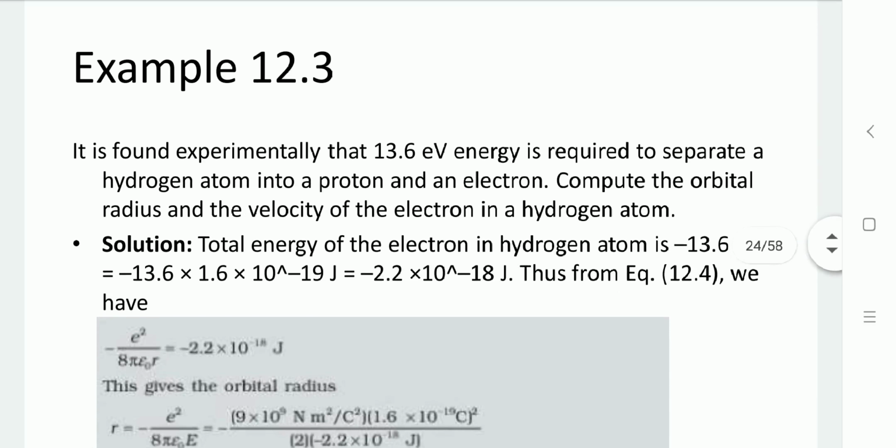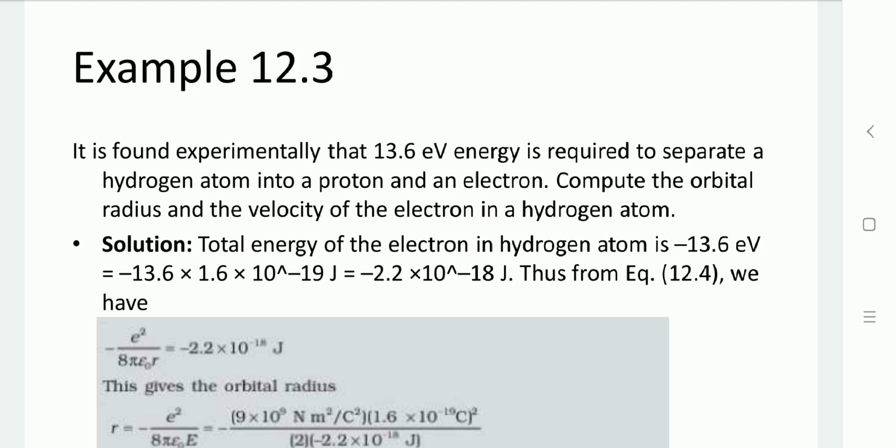Let us go through an example regarding the same. It is found experimentally that 13.6 electron volt energy is required to separate a hydrogen atom into a proton and an electron. Compute the orbital radius and the velocity of the electron in a hydrogen atom. So here the hydrogen total energy is given as minus 13.6 electron volt. Convert into joule by multiplying by 1.6 into 10 raised to minus 19 joule. So the total energy of the electron in the hydrogen atom is minus 2.2 into 10 raised to minus 18 joule.